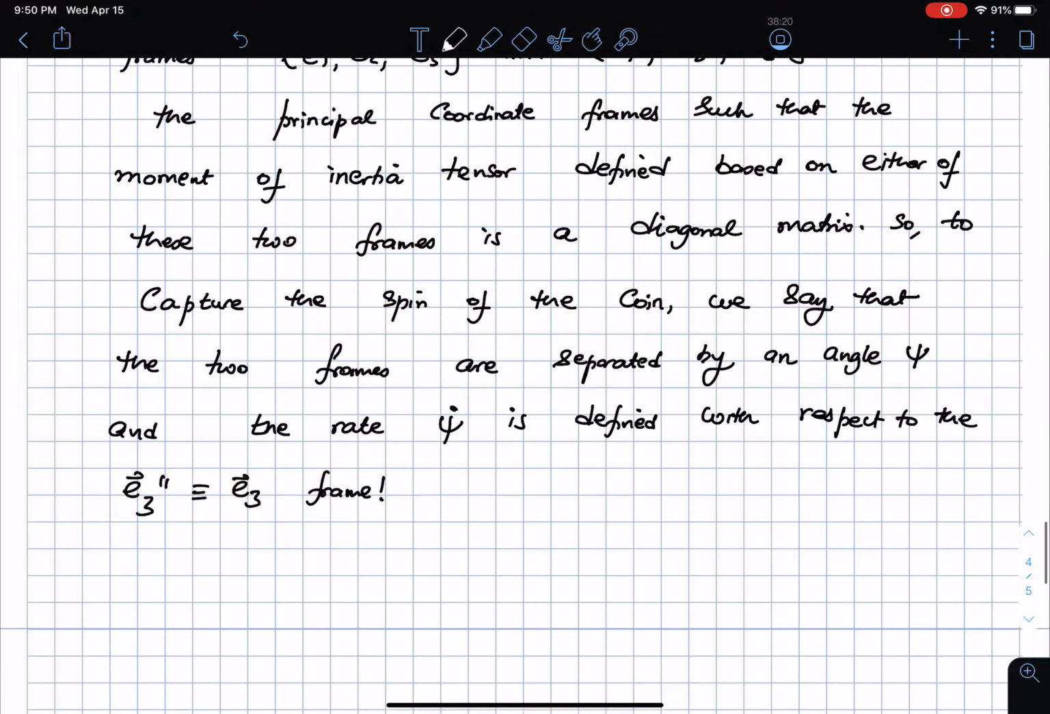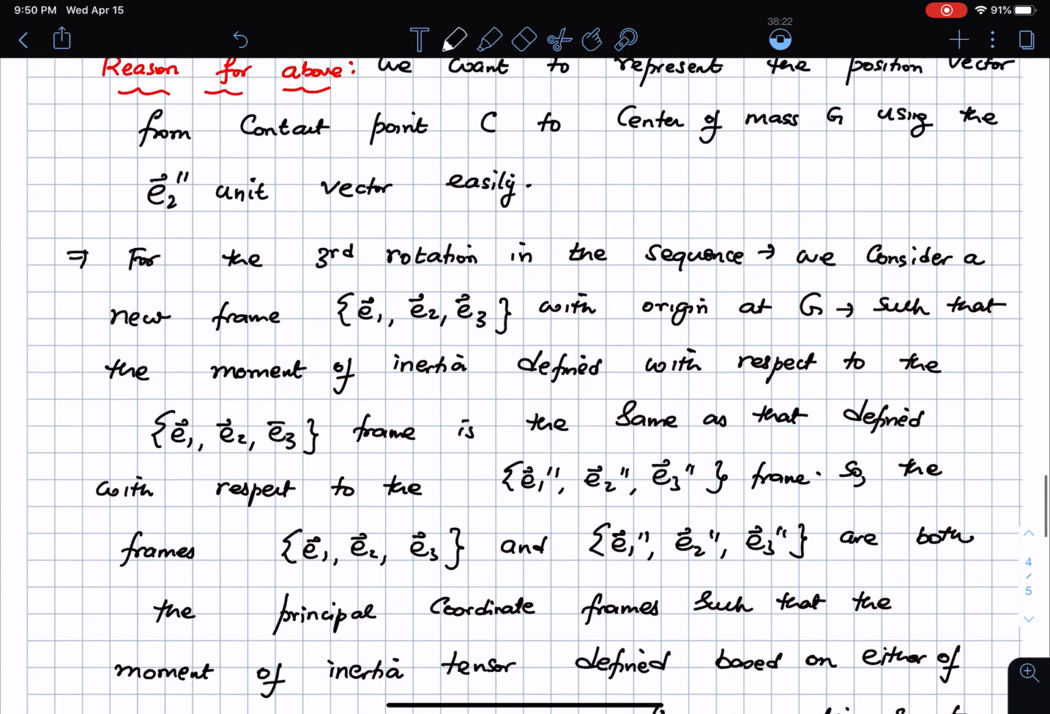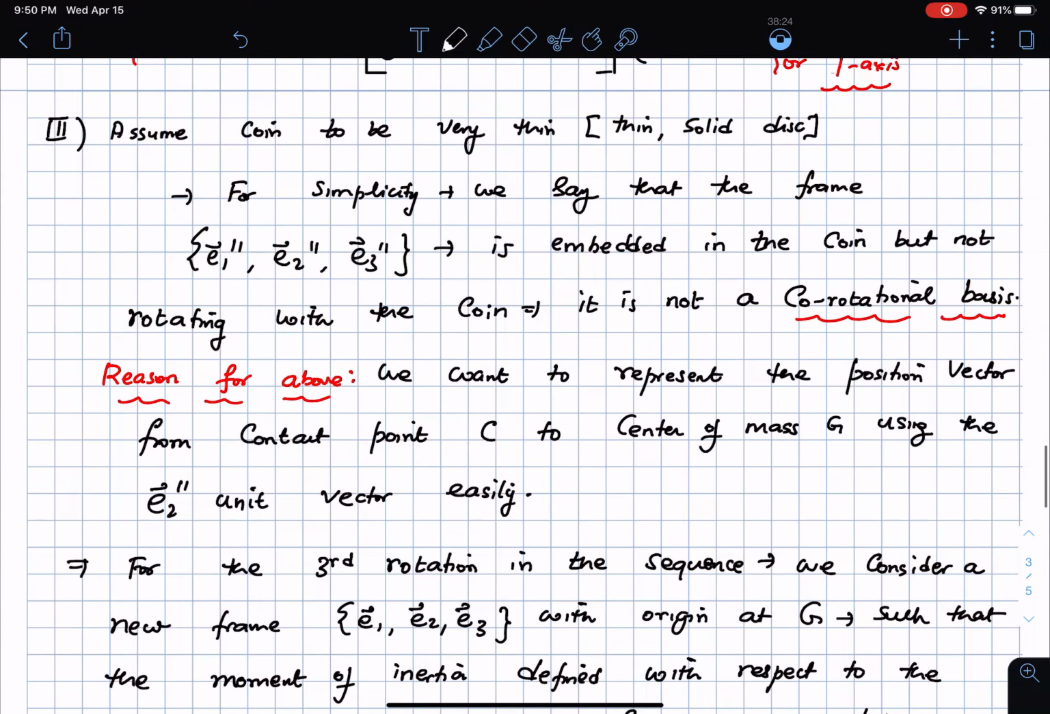All right, so lots of things that we have been writing down here. Okay, so we say that the coin is very thin, and then for simplicity we say that the frame E1 double prime, E2 double prime, E3 double prime is embedded in the coin, so this is body fixed and not co-rotational. The reason being we want to define the position vector from the contact point to the center of mass of the coin using the E2 double prime unit vector.